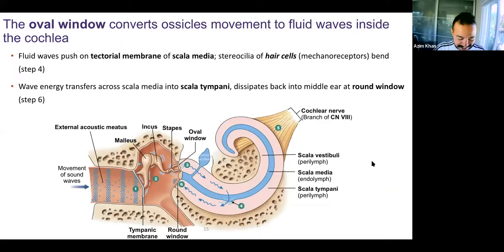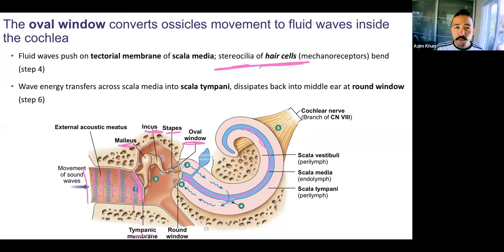Like I just said, sound waves come in. That's step one. Vibrate the tympanic membrane, then the malleus, then the incus, then the stapes, then the oval window. You get vibrations in the endolymph, and that's what causes stereocilia of hair cells to bend.